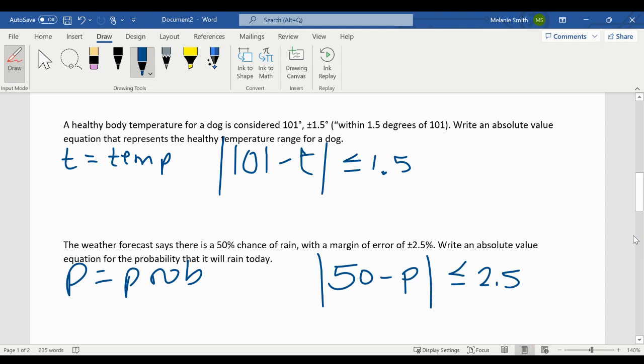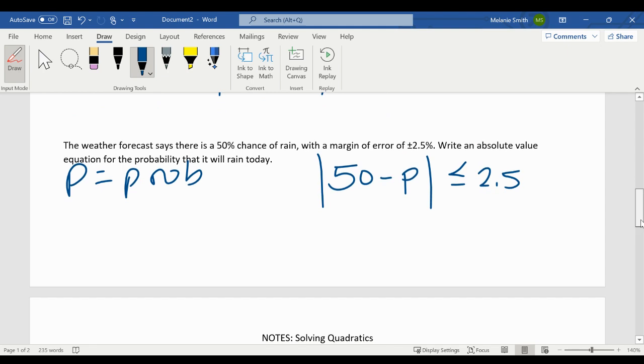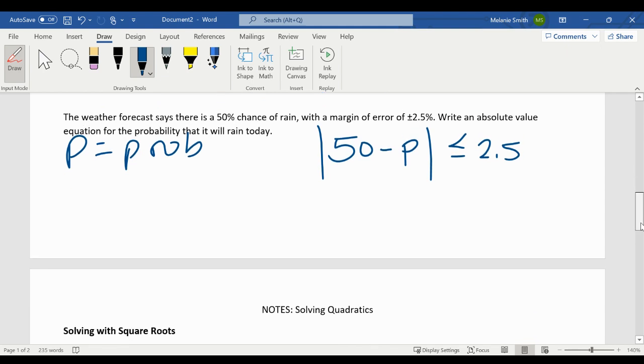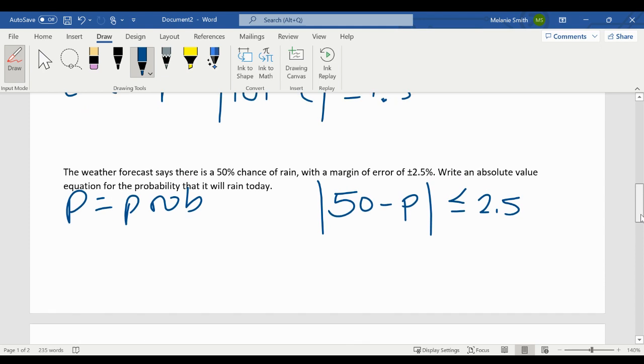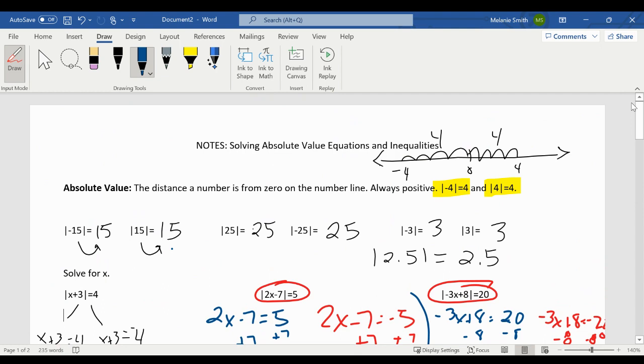Okay. So once you're done with this, I know this took a little bit of time. Do not go on to the solving quadratics notes. That will be hopefully tomorrow. But make sure that you have these notes copied down. Go back and rewatch if you need to. And we'll do a little bit of work with this on Tuesday when I come back.